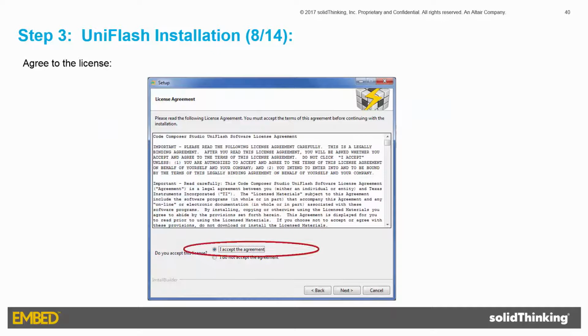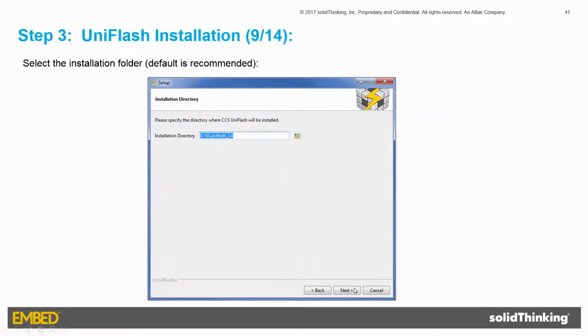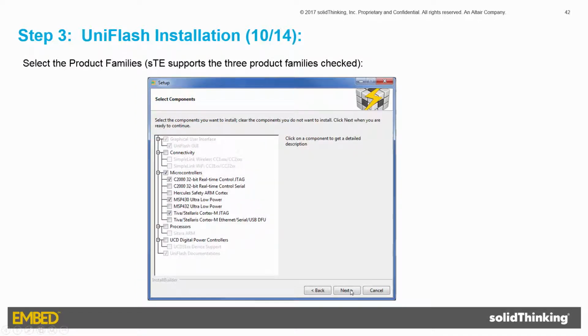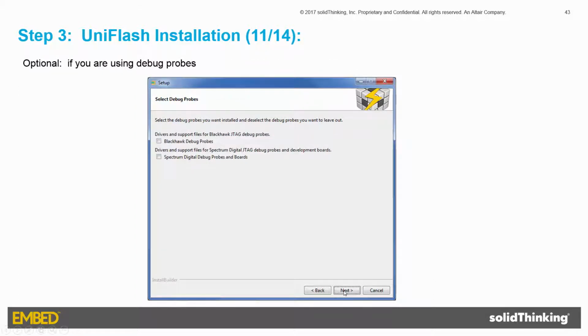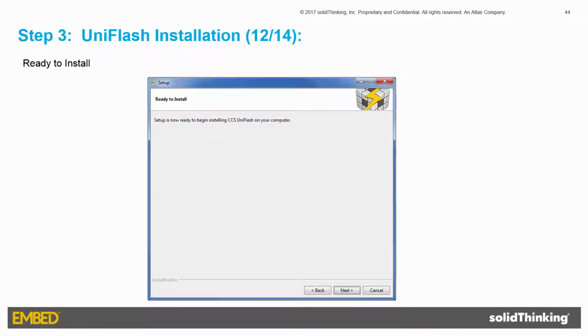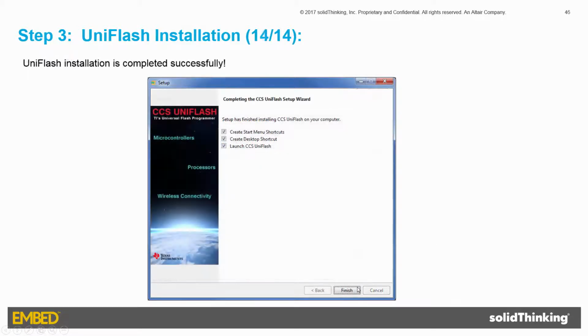The files are extracted. Navigate back to the Uniflash Win32 folder and click the Setup executable to begin the installation. Accept the license agreement and click Next. Select the installation folder. The default name is recommended. solidThinking Embed supports three product families, the C2000, the MSP430, and the Tiva Stellaris Cortex, also known as the ARM-Cortex Dual Core. Select these three and click Next. Check any probes if you plan to use them and click Next. Click Next to begin the installation. The installation will take a few minutes and complete successfully.